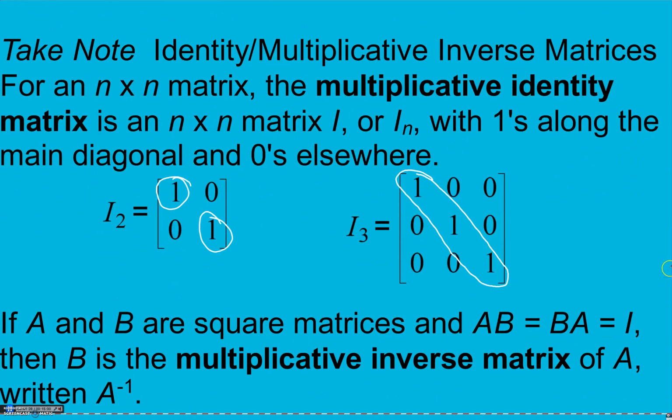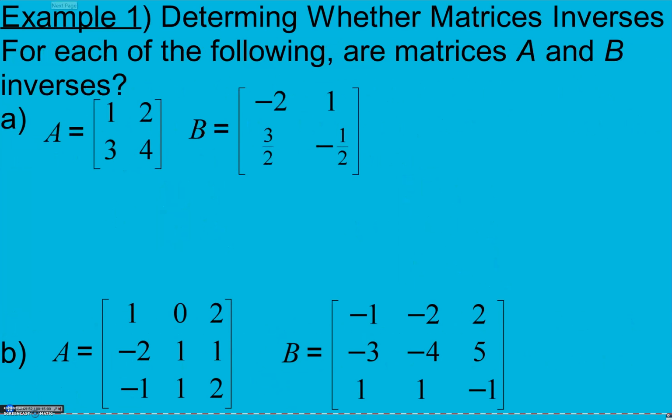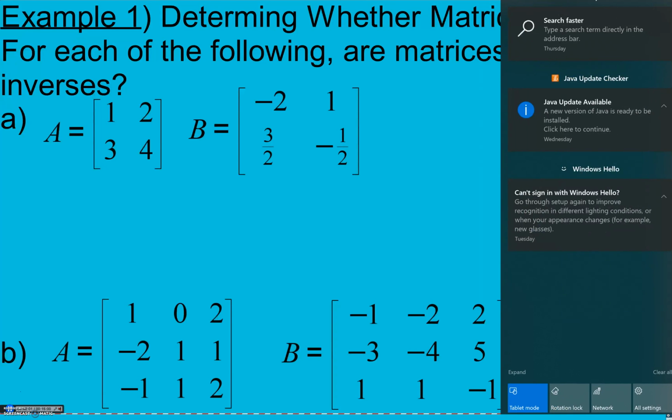If A and B are square matrices, and A times B equals B times A equals I, then B is the multiplicative inverse of matrix A. And we write that in inverse notation, kind of like we did with our f inverses a few chapters ago. In example 1, to determine whether these are inverses, we need to check both A times B and B times A.